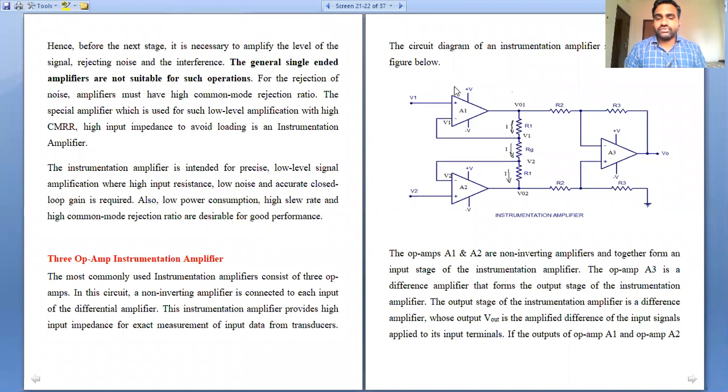That means the output of the first stage is connected to the input of the second stage. The output of the transducer is taken as an input to this particular amplifier, and this output is taken as input to the next amplifier. Here we use a special arrangement with multiple amplifiers.